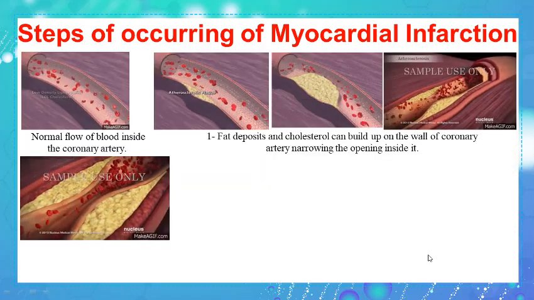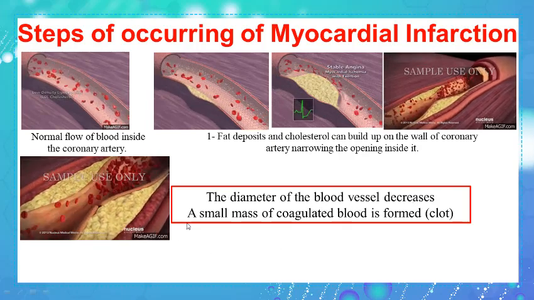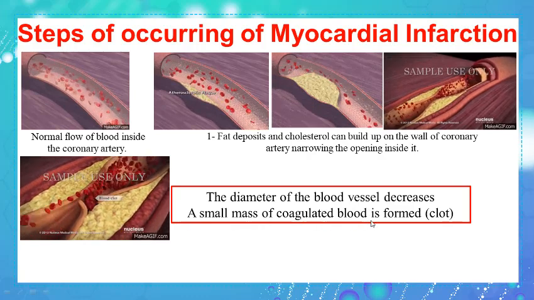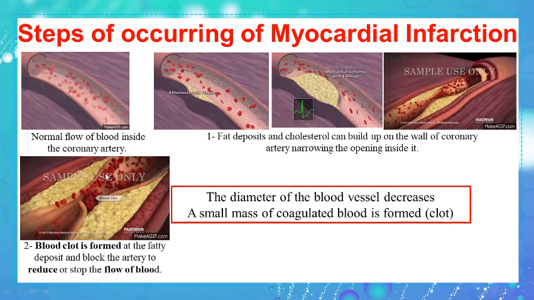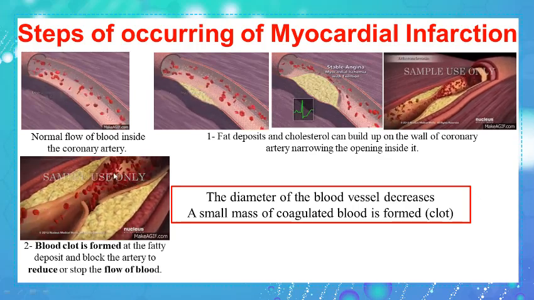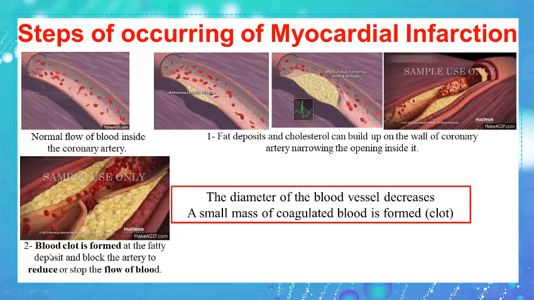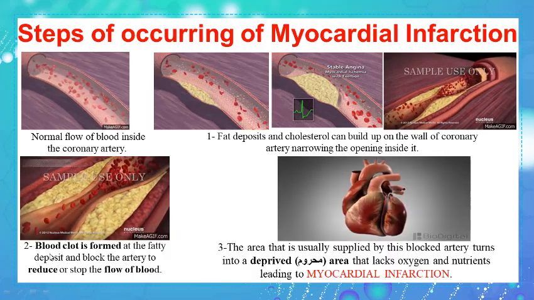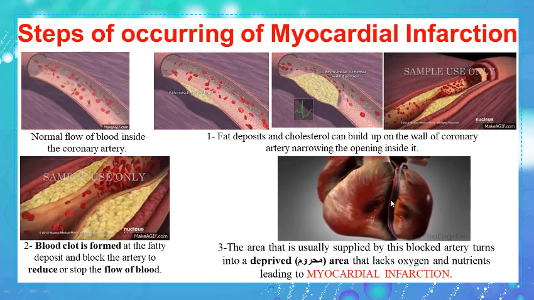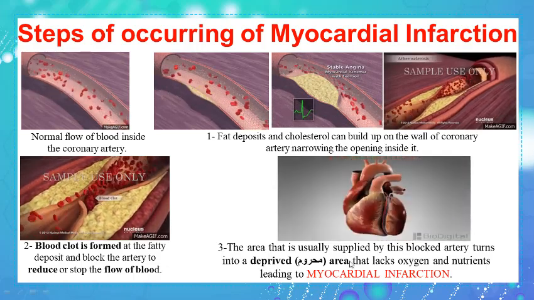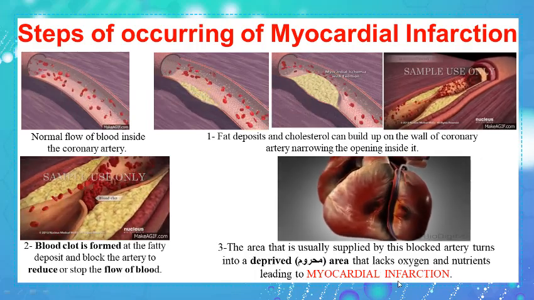Then the diameter of blood vessels decreases and a small mass of coagulated blood is formed. This is the clot. We have here the blood clot that is formed as the fatty deposit, and it blocks the artery to reduce or stop the flow of blood. The area that is usually supplied by this blocked artery turns into a deprived area that lacks oxygen and nutrients, leading to myocardial infarction.